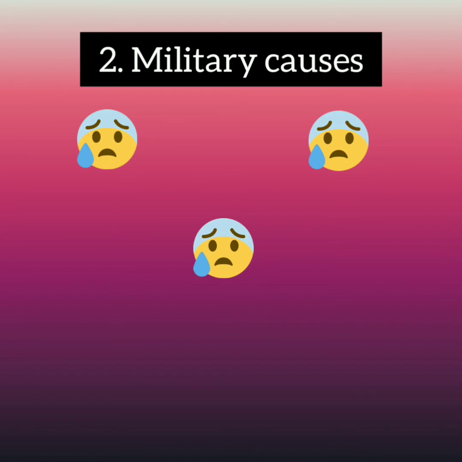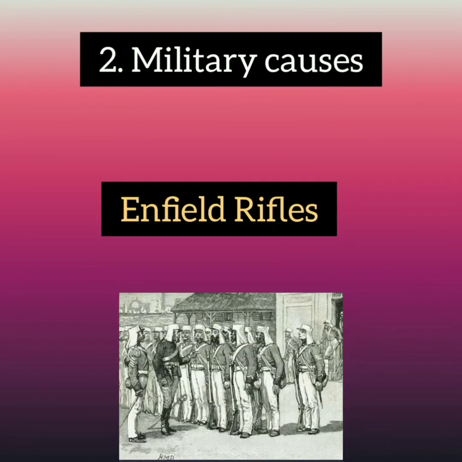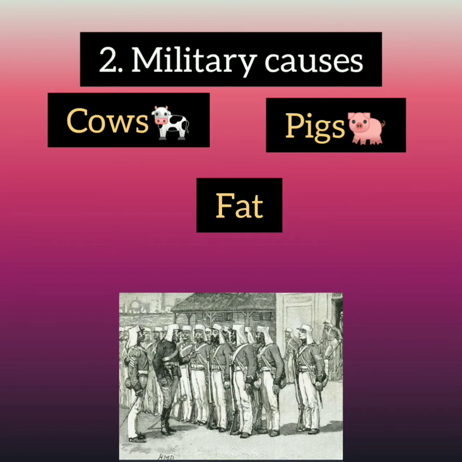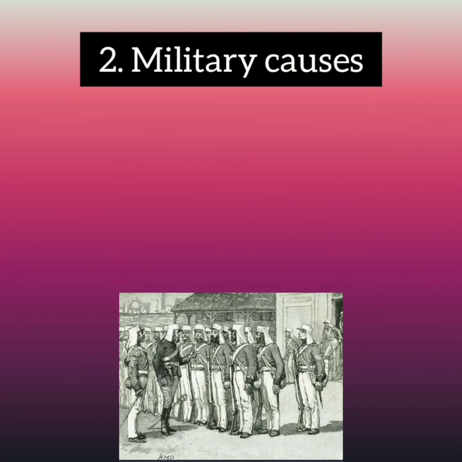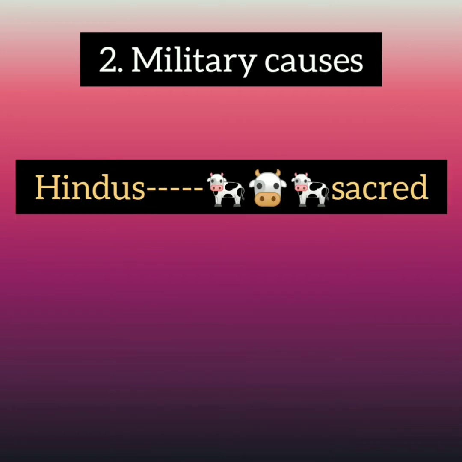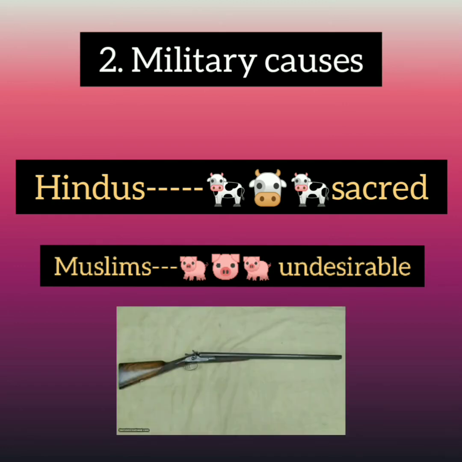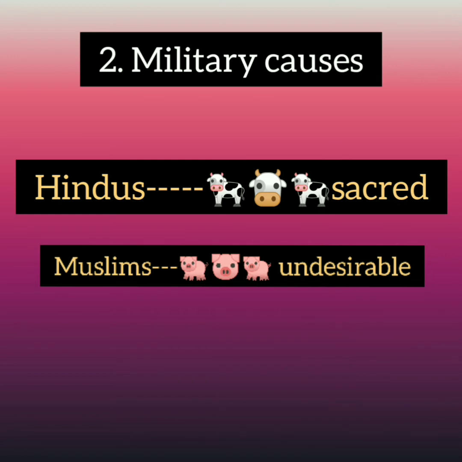On top of that, the Enfield rifles, which were used by Indian soldiers, were greased with cow and pig fats. The sepoys had to remove the cartridge with their mouth before loading them into the rifles. They were against this because the Hindus considered cow as sacred and Muslims considered pigs undesirable. Thus, both refused to use these cartridges. So this is another cause of the revolt.